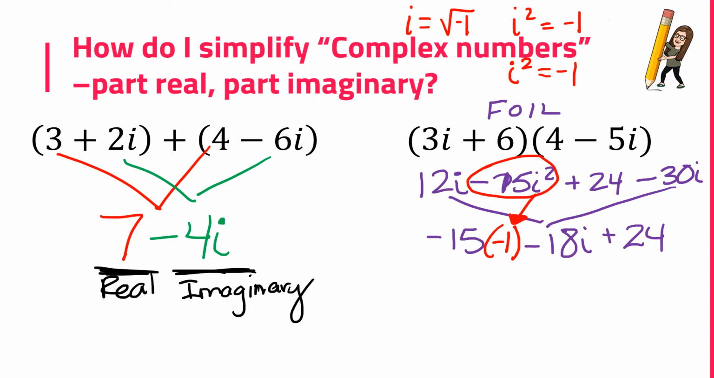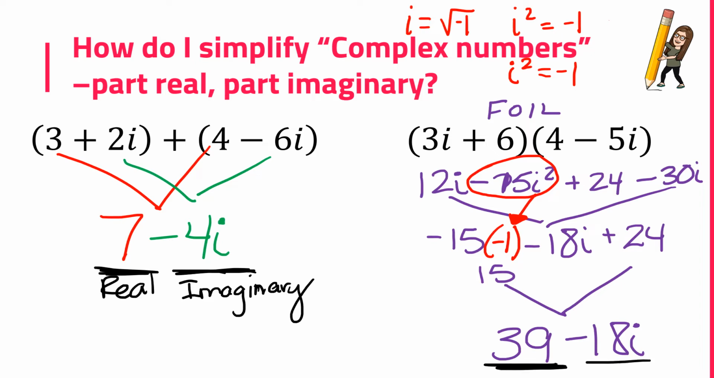Now what this does algebraically is creates another step for me. Negative 15 times negative 1 is positive 15. And then I can combine these like terms, right? And I arrive at 39, and I still have this 18i. Again, I care that the real value is first, followed by the imaginary value. Now, typically, we should only have those two pieces in the end, or possibly less, but no more. Okay, so let's take a look at some more.